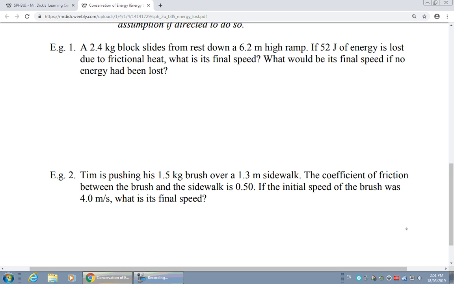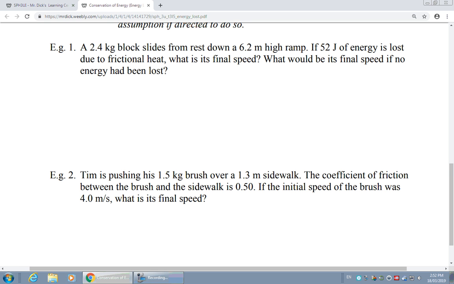So we'll start with an example that's very similar to the ones that we would have dealt with in note 4, but has an extra little wrinkle added to it. So we've got a 2.4 kilogram block that slides from rest down a 6.2 meter high ramp. But now we also know that 52 joules of energy are being lost because of the frictional heat created as it slides down the ramp. So we want to know its final speed now.